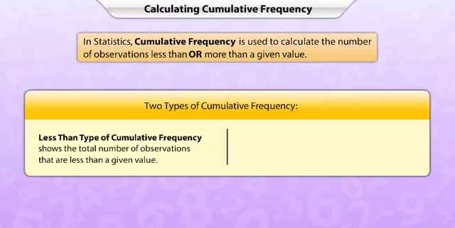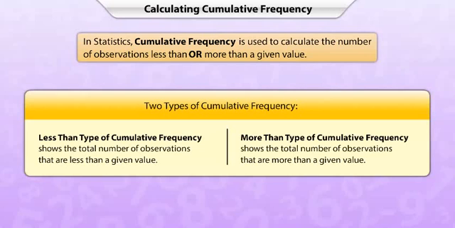When looking for the number of observations less than a given value, we calculate the less than cumulative frequency. For the number of observations more than a given value, we calculate the more than cumulative frequency.